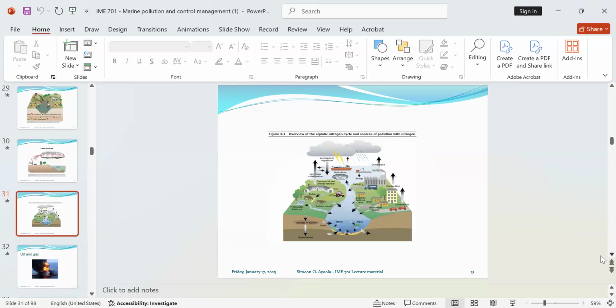So also here you can see the overview of our monitoring cycle and sources of pollution with nitrogen. So the release of nitrogen into the air, it becomes nitrites, and when it reacts with water, it results in acid rain.